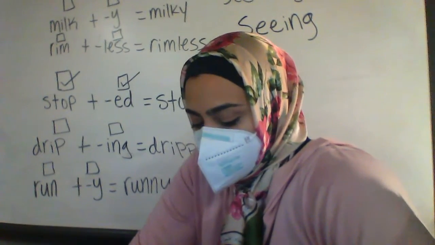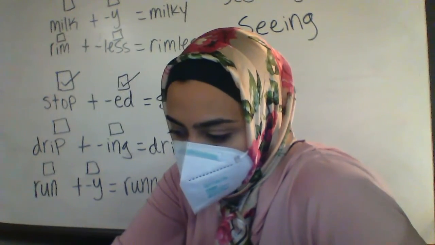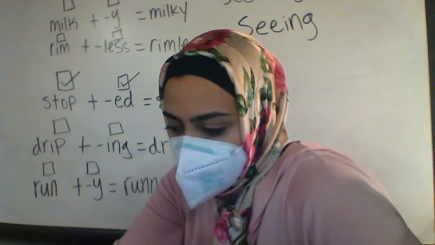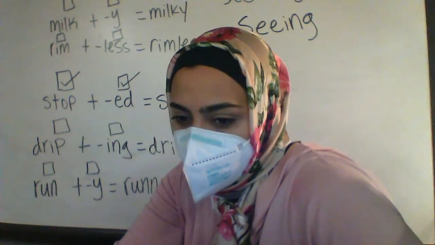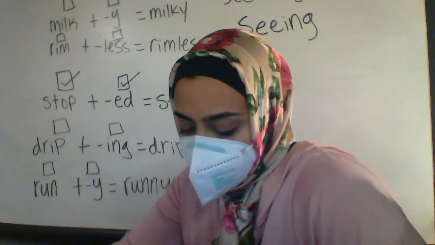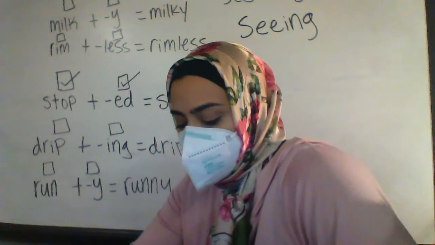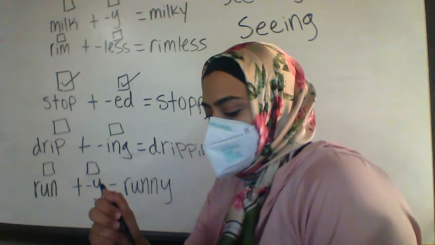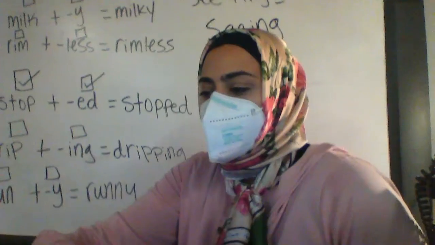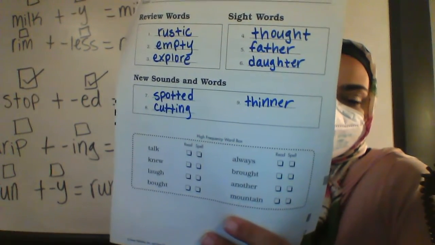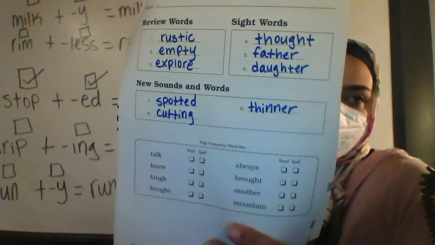Let's try one more. Number 9, thinner. Thin, T-H-I-N, that's a vowel consonant. And then suffix er is a vowel suffix, so you double the N and add ER. T-H-I-N-N-E-R, thinner. Okay, so your paper should look like mine so far. If you need some time to write this down, you can pause the video now.